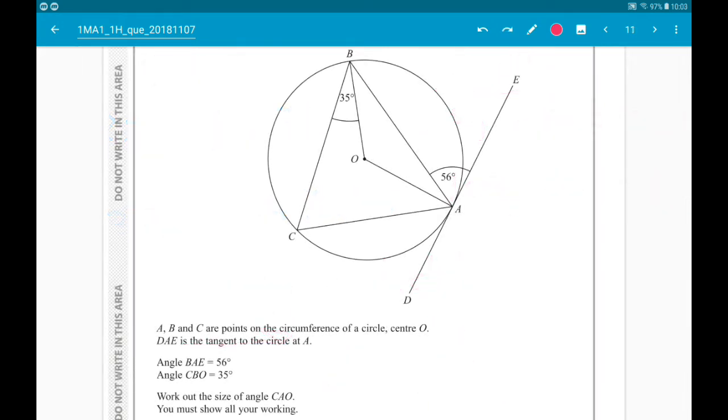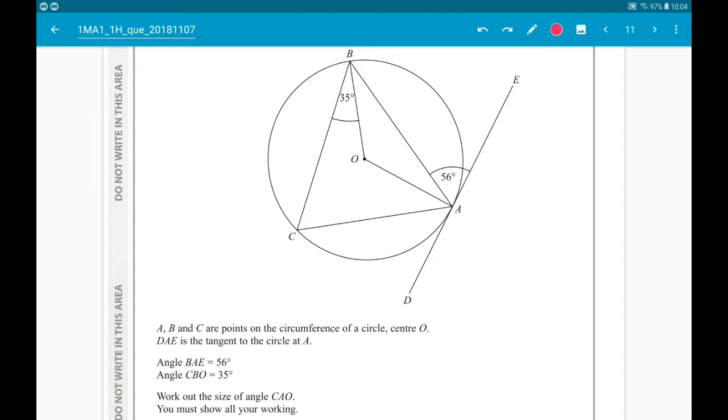In number 12, circle theorems playlist down below. So A, B and C are points on the circumference of a circle, centre O. D, A, E is the tangent to the circle at A. Angle BAE is 56 degrees. Angle CBO is 35 degrees. Work out the size of angle CAO. You must show all of your working.